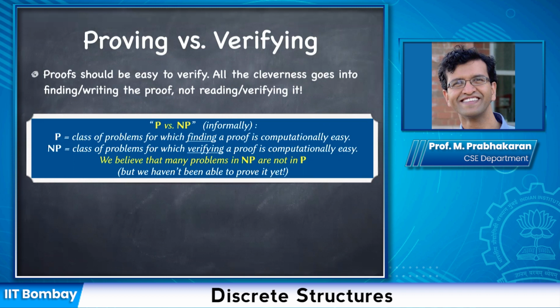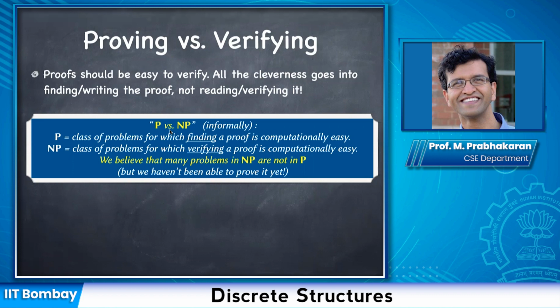There is an important question in computer science by the name P versus NP. And this thing about proofs being always easy to verify but may not be easy to come up with relates to that. Informally, this is not quite the definition.